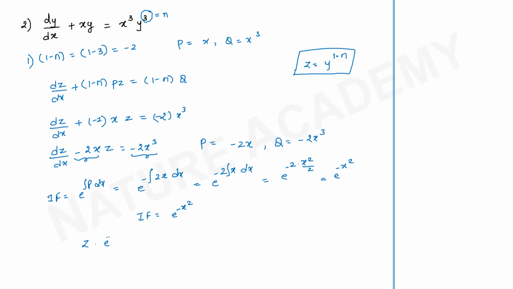Z into integrating factor, which is e raised to minus x square, is equal to integral of q, minus 2x cube. This is q into integrating factor, which is e raised to minus x square, into dx. I have just rearranged this integration equation. Now I can put t is equal to minus x square so that things become easy.